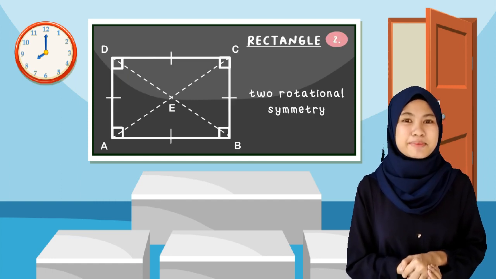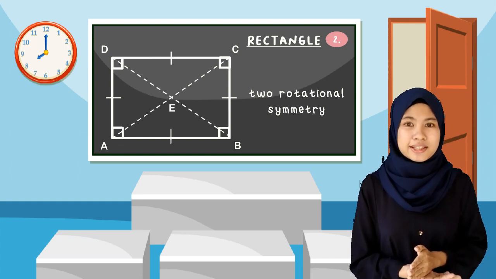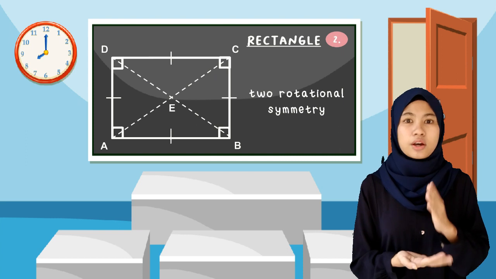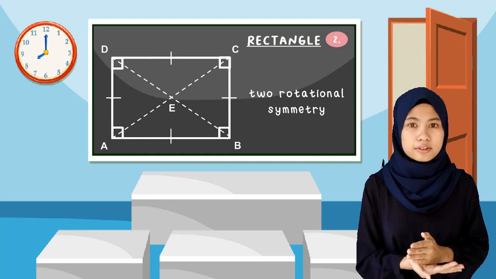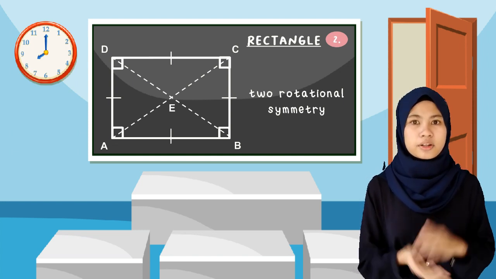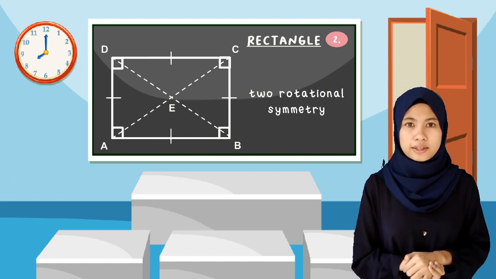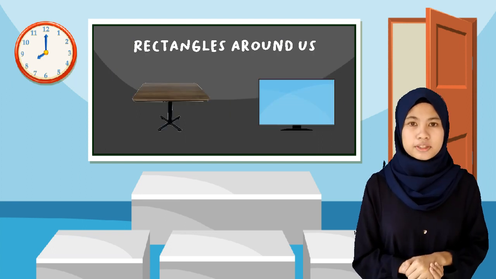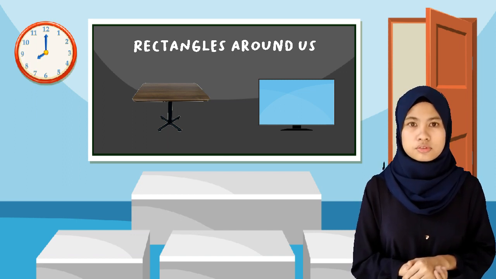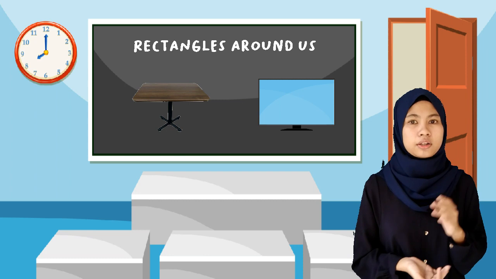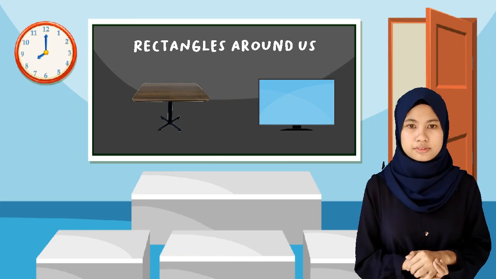A rectangle has 2 rotational symmetry. If it's rotated on its center point by 90 degrees or 270 degrees, it's not the same as the original. But if it's rotated by 180 degrees and 360 degrees, the rectangle looks exactly like the original shape. So, a rectangle has 2 rotational symmetry. The rectangle, being the most common shape, forms a part of our day-to-day life. Some real-life examples of the rectangle are tabletops, books, mobile phones, and TV around us.